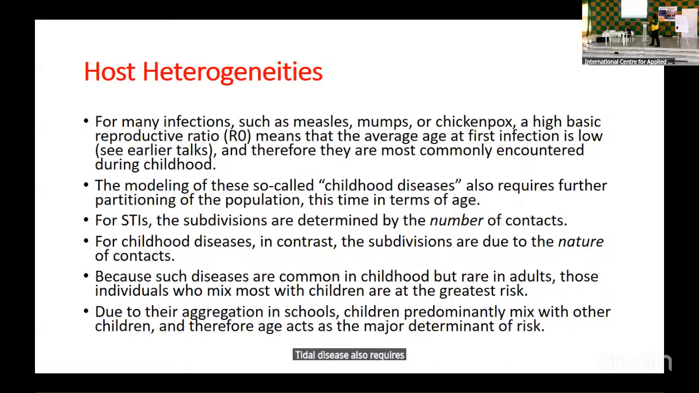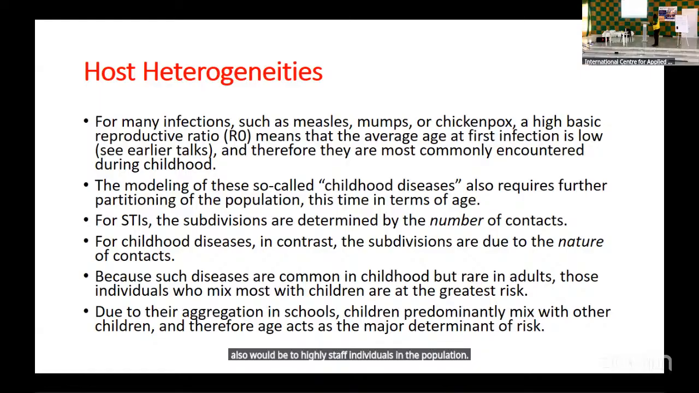We also discussed the fact that the modeling of these so-called childhood diseases requires further partitioning of the population, starting in terms of age. So we talked about age structure. We also talked about risk structure when it comes to STIs, that's sexually transmitted infections, like gonorrhea, syphilis, and HIV. For STIs, the subdivisions are determined by the number of contacts. We discussed that different kinds of partners can also lead to high-risk individuals in the population.